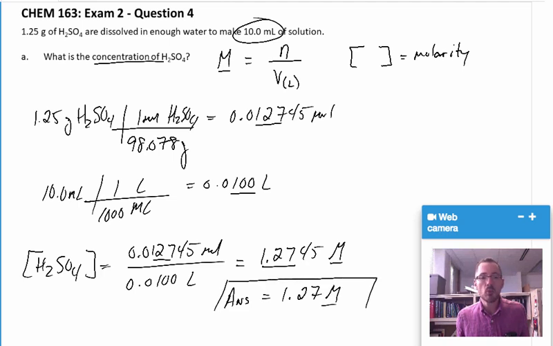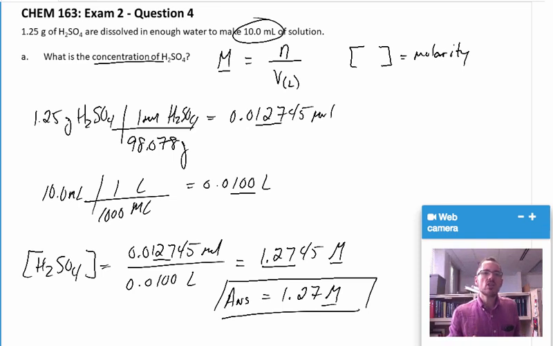Now, one thing I would like to point out is that whenever we're working with multi-step problems, you always want to use the rounded value as the answer, but never use the rounded value in continued work. So even though my answer here is 1.27, I should still continue to use the 1.2745 in my calculations.